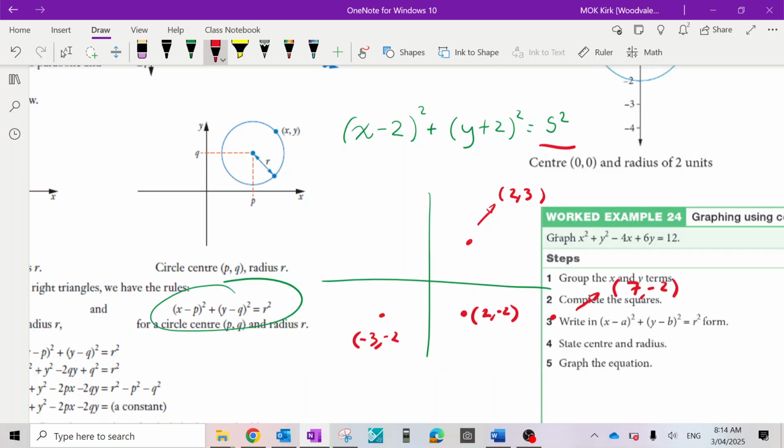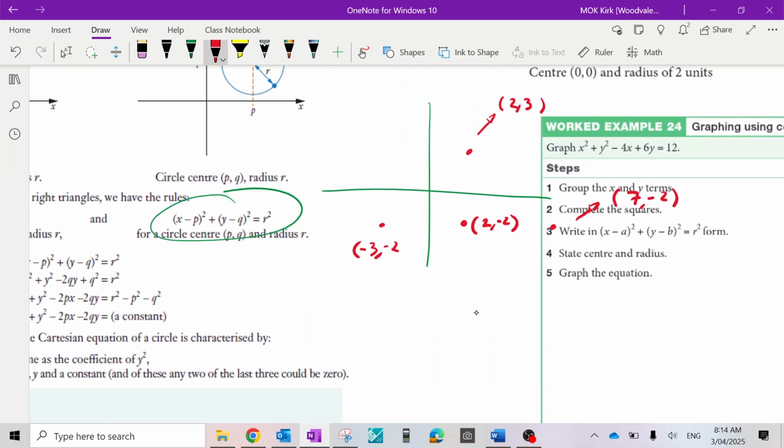Okay, if I can get this charged. Okay, I'll bring it down. 2 and -7 here. Okay.